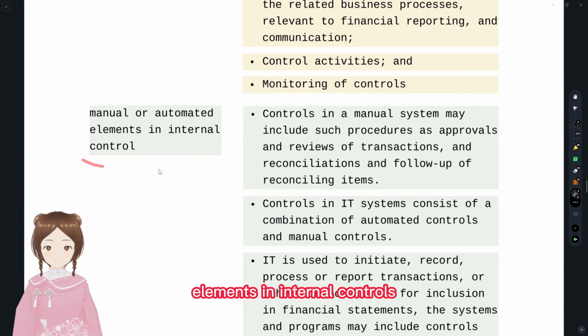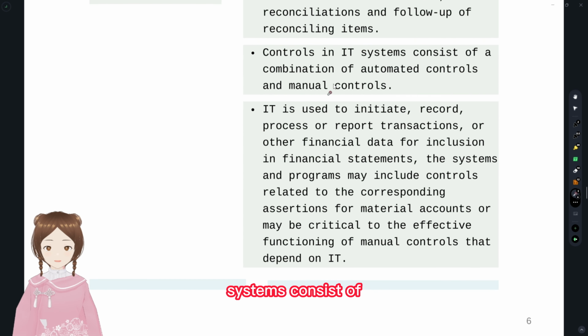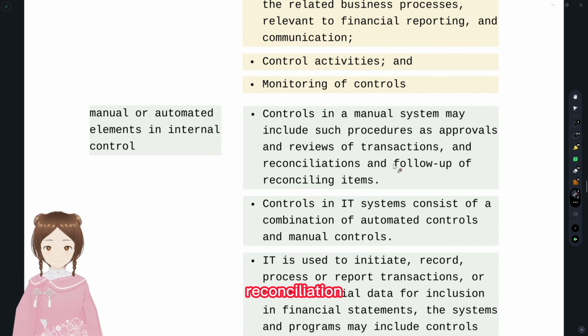Manual or automated elements in internal controls. Controls in a manual system may include procedures such as approval and review of transactions, and reconciliation and follow-up of reconciling items. These all come under manual internal controls. Controls in IT systems consist of a combination of automated controls as well as manual controls. Manual controls are for what? Approvals, reconciliation, follow-ups, that is what humans do.